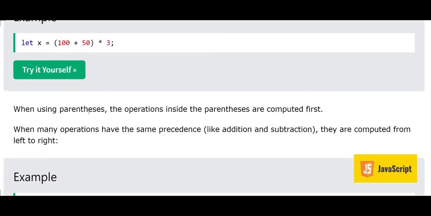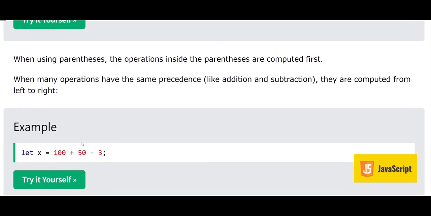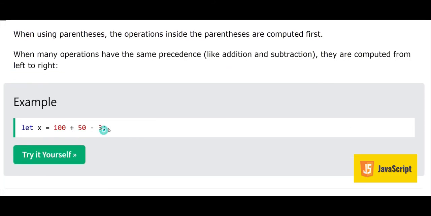One more thing we need to remember: when many operations have the same precedence, like addition and subtraction, they are computed from left to right. Don't forget this point. This is a very, very critical point. Like here we have 100 plus 50 minus 3, with the same precedence. So we perform operations from left to right. First we do 100 plus 50 and then we subtract 3. Even if we do the right operation first the result is the same, but the correct method is to go from left to right.